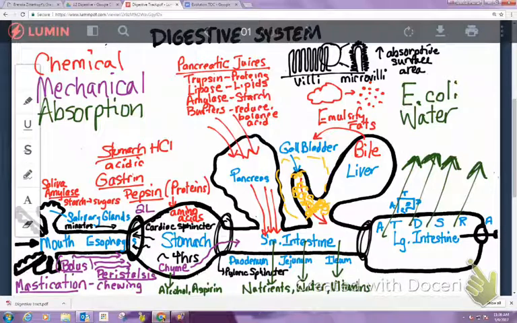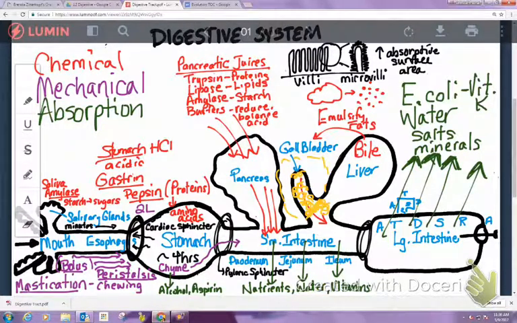Water is the main thing that is going to be absorbed in the large intestine. And in that water, we have salts, minerals, and from our friends the E. coli, vitamin K. Okay, vitamin K. It's really hard to read. Sorry, you guys. From our friends, the E. coli, we have vitamin K.